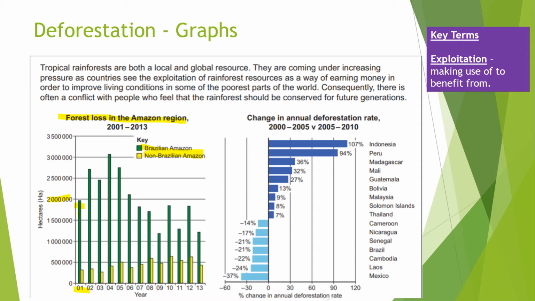The second graph is showing rates of deforestation from two different time periods. Those time periods being 2000 to 2005 and then 2005 to 2010. So for example, in Indonesia, there was a 107% higher deforestation rate for the period of 2005 to 2010 compared to 2000 to 2005. Or for Mexico, at the other end of the scale, there was a 37% lower deforestation rate in 2005 to 2010 than there was in 2000 to 2005. It's important to remember that you are looking at rates here and not a total figure of deforestation. The first one is a total figure, the second graph is for rates.